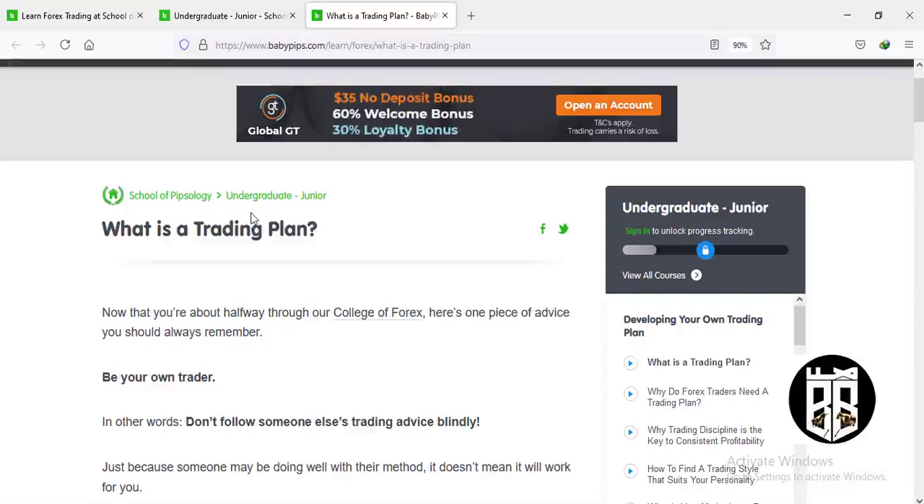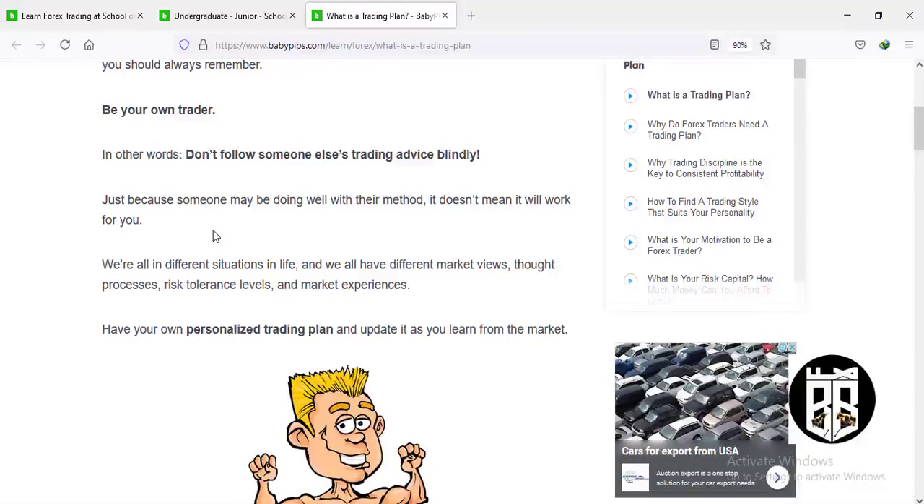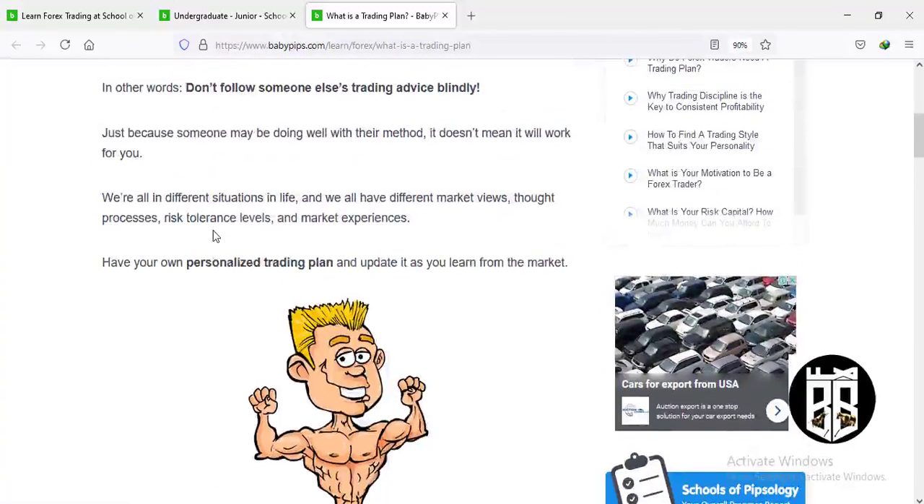So here we are on what is a trading plan. Now that we are halfway through college, it's important for us to get our own trading plan so that we can be our own trader. You have to be your own trader. In other words, it means don't follow someone else's trading style or advice blindly. So having a personalized trading plan, and updating it from time to time as you continue to learn from the market, will make you successful in the long run.